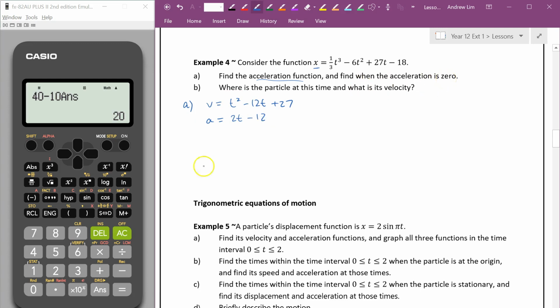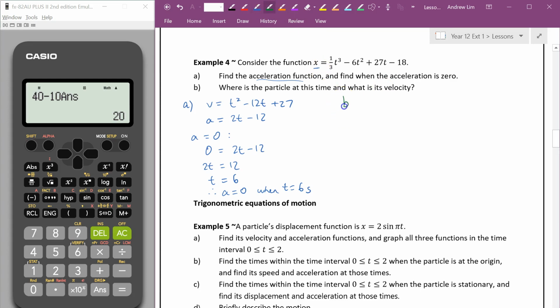Find when the acceleration is 0. a is equal to 0. 2t minus 12, 2t is equal to 12. t is equal to 6. Okay, therefore, acceleration is equal to 0 when t is equal to 6 seconds. Okay, we always assume, if it doesn't tell us, always assume x is meters, t is in seconds.